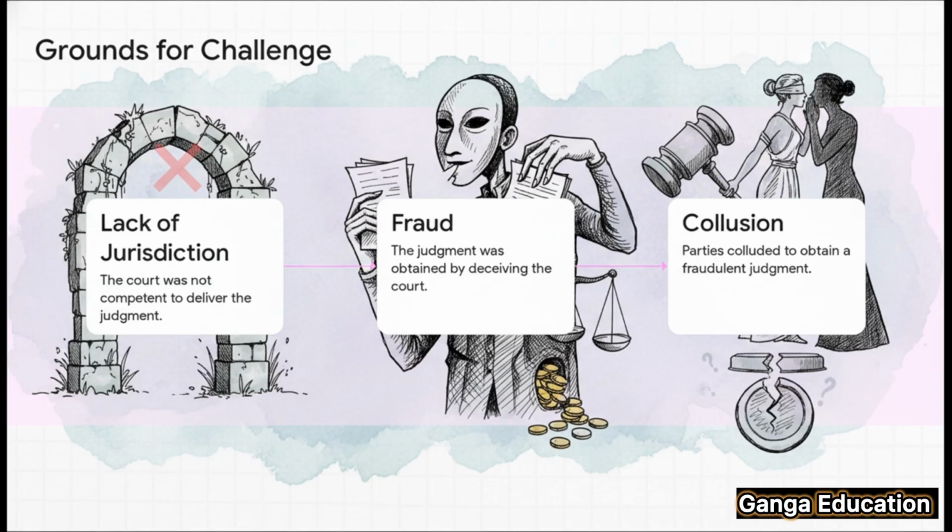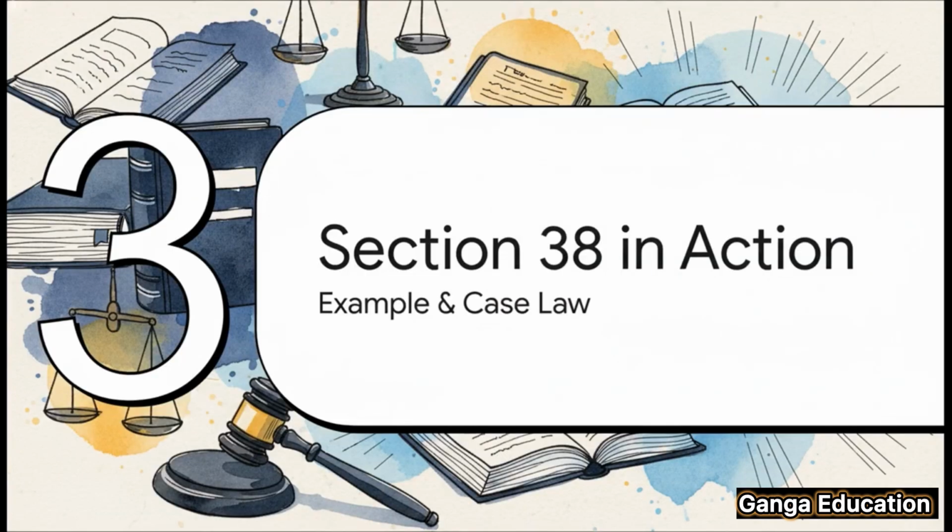Second, fraud. This is when a party gets a favorable judgment by deceiving the court, maybe by hiding crucial facts or presenting false evidence. And third, collusion. This is when the two opposing parties secretly team up to get a judgment to deceive the court or a third person. So we've covered the theory, but how does this actually work in a courtroom? Let's make this crystal clear with a simple, practical example and then look at some very important case laws.